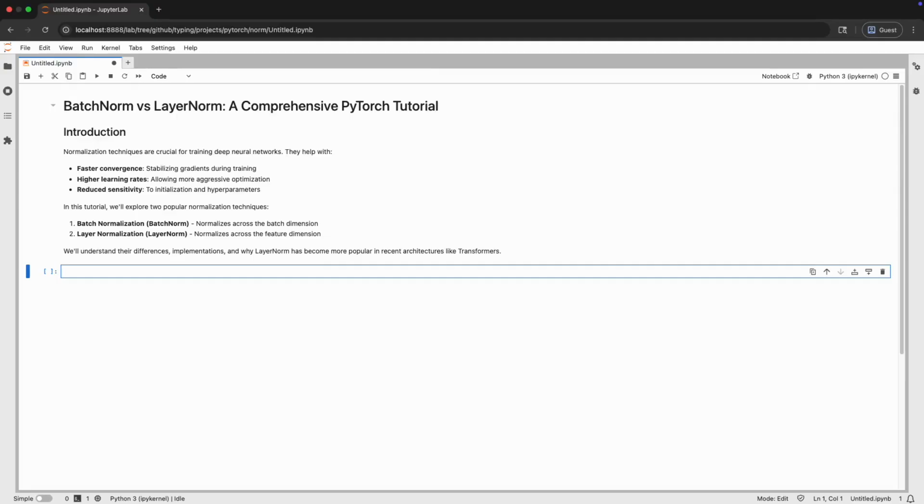In this tutorial, we'll explore batch normalization, which normalizes across the batch dimension, and layer normalization, which normalizes across the feature dimension. Most importantly, we'll understand why LayerNorm has become more popular in recent architectures like transformers.